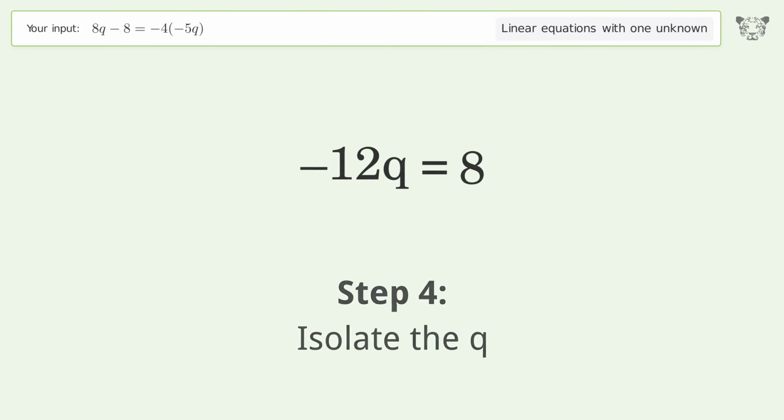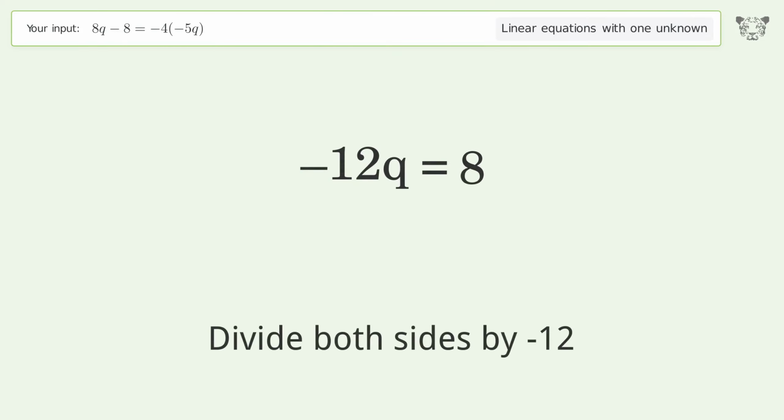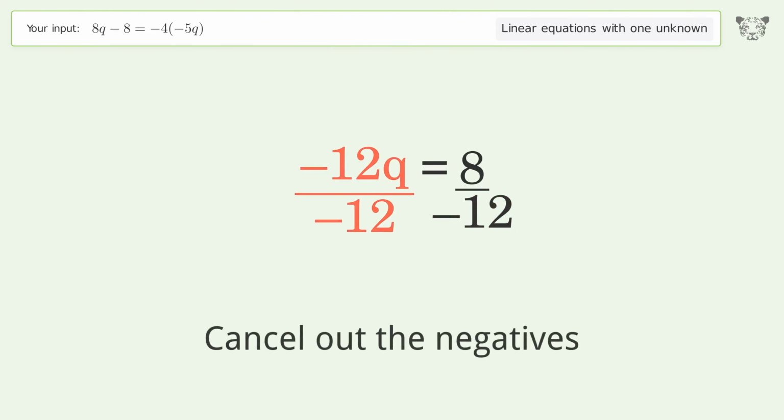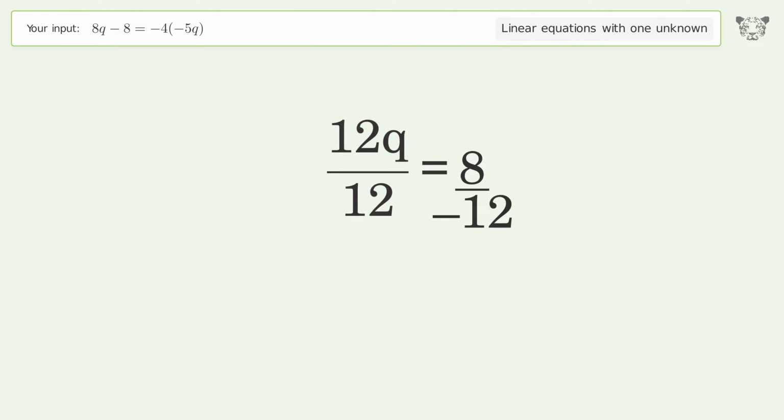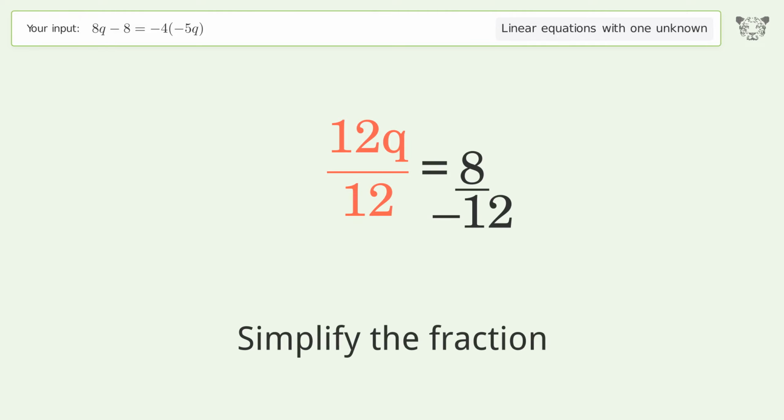Isolate the q. Divide both sides by -12. Cancel out the negatives. Simplify the fraction.